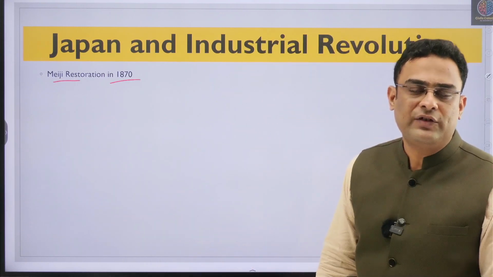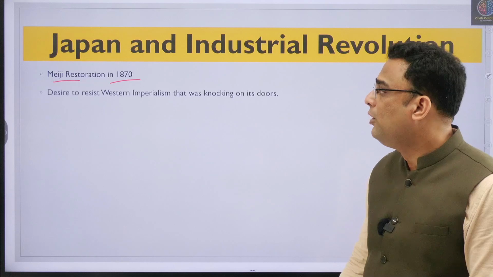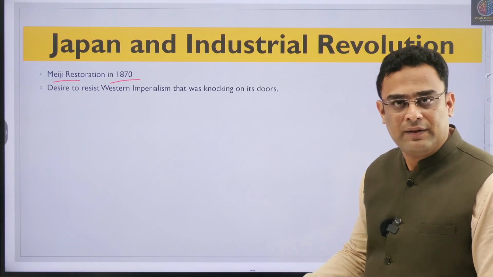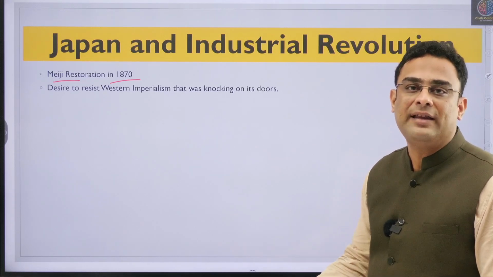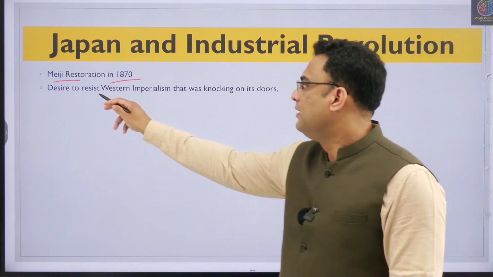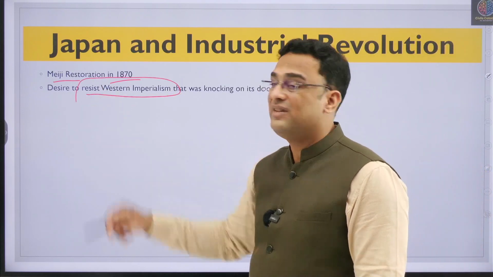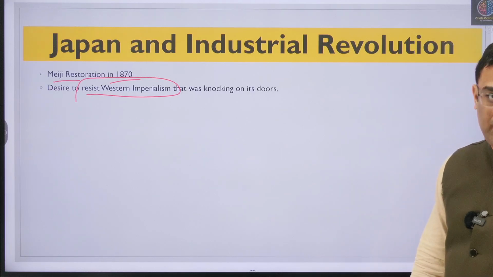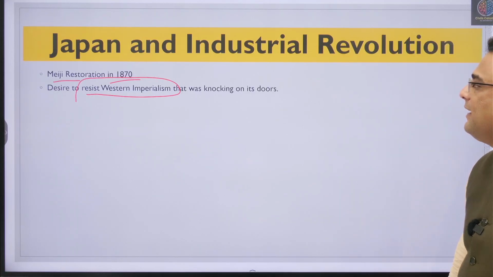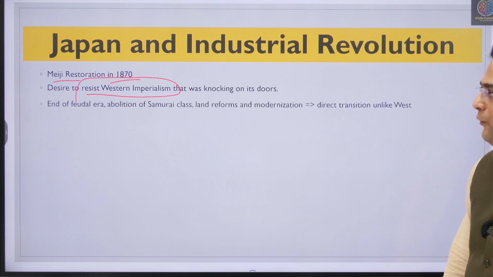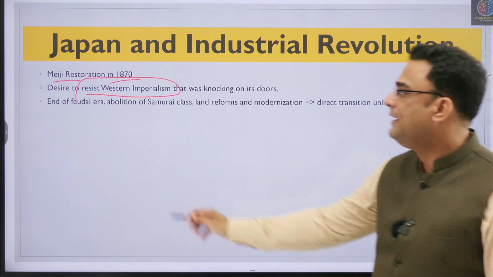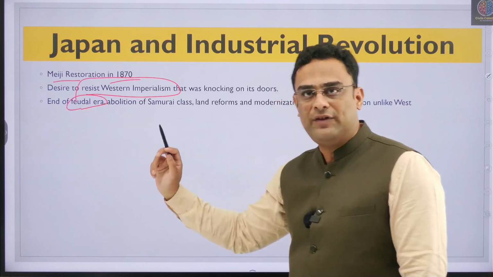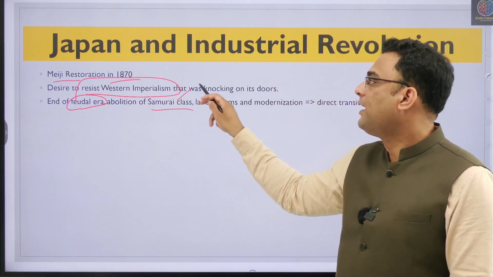The Japanese took a conscious decision to break from the old and start a new chapter in their national life. The reason was they wanted to resist Western imperialism. They did not want to face the same consequences as China was facing. Okay, so this ended the feudal era of Japan. The samurai class was abolished.